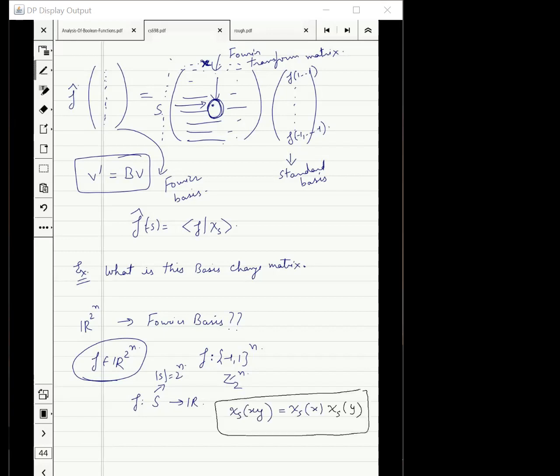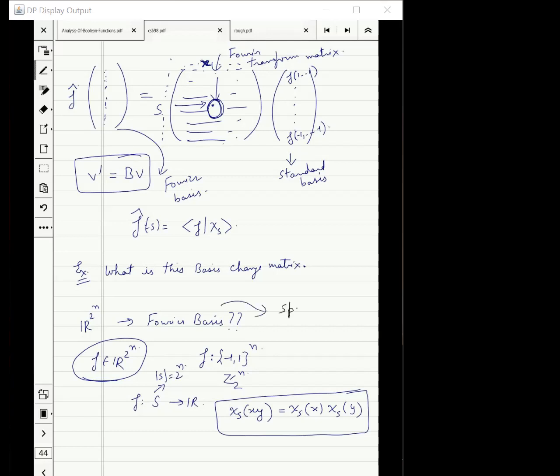Right? It is easy to verify. In other words, this parity is a homomorphism over the group Z2 to the power n. That makes it a special basis. So not just that we are coming up with a basis of R to the power 2 to the power n, but every element is a homomorphism on the group Z2 to the power n. That makes this basis very, very special.